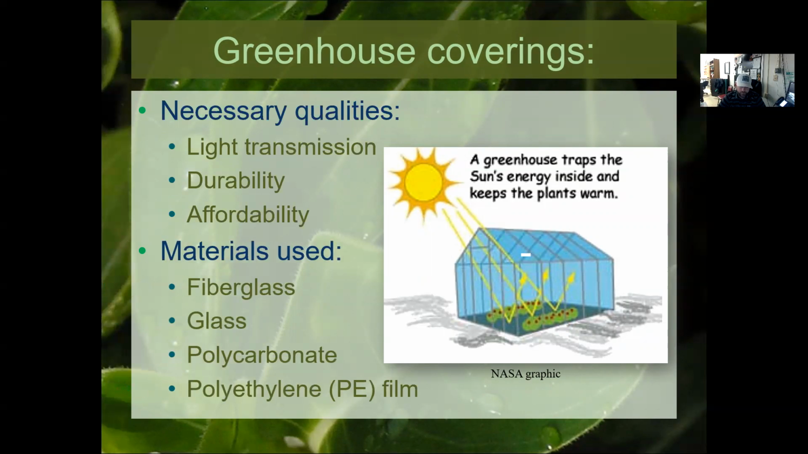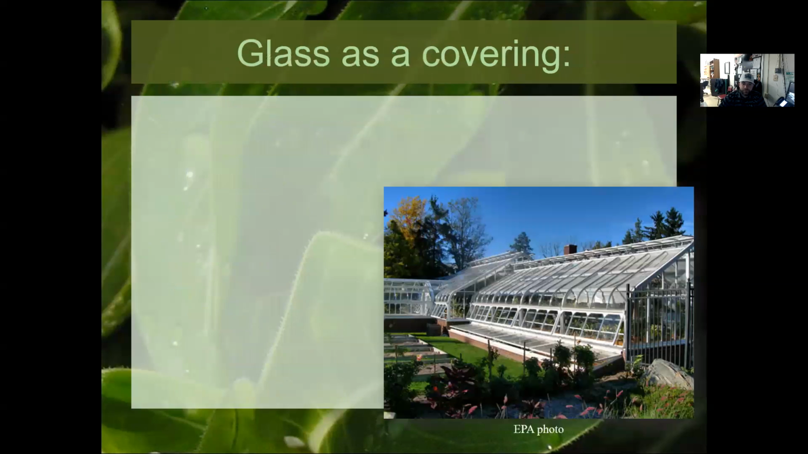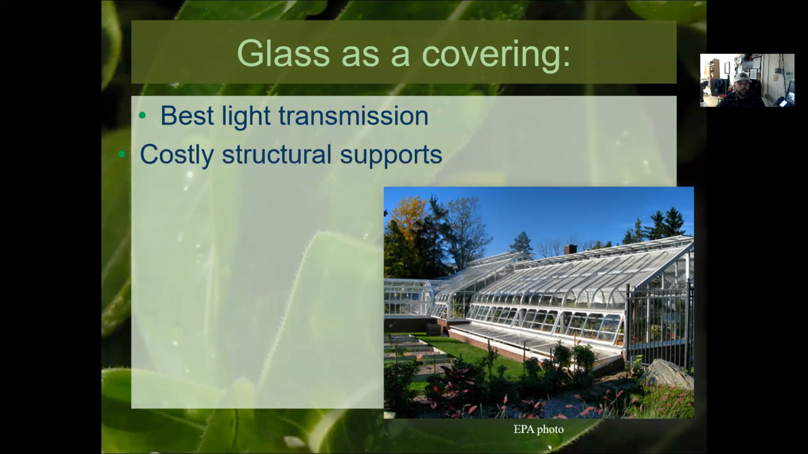So some of the materials you're going to use for this are fiberglass, glass, polycarbonate, and polyethylene film. A lot of the greenhouses in this area are actually built with fiberglass and polycarbonate. It's actually been a really long time since I've seen anything built out of glass. So glass is a covering. It's the best for light transmission. I kind of debate this a little bit though, because when you have really focused light coming in through glass, sometimes it tends to burn the plants, especially after watering.